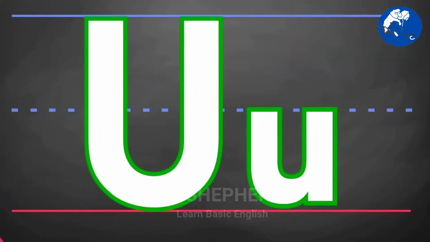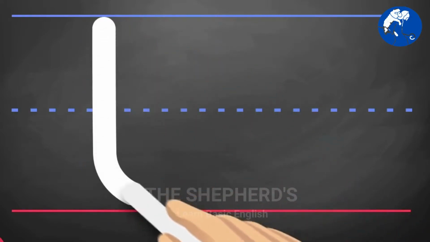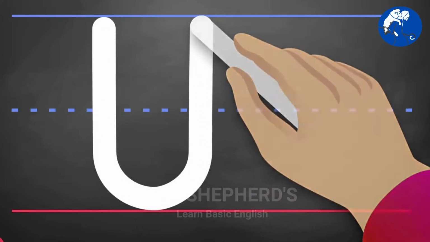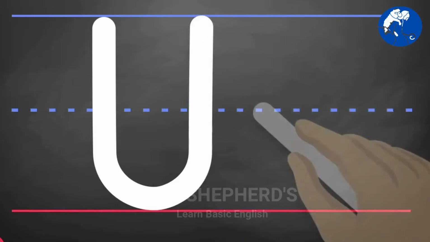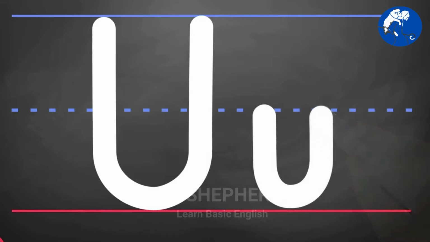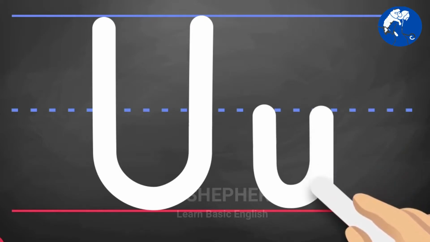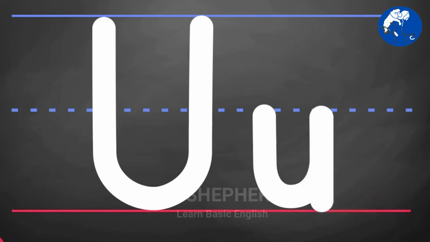The letter U. Uppercase U. Pull down, around, and pull up. Lowercase u. Pull down, around, up. And pull down. Well done!